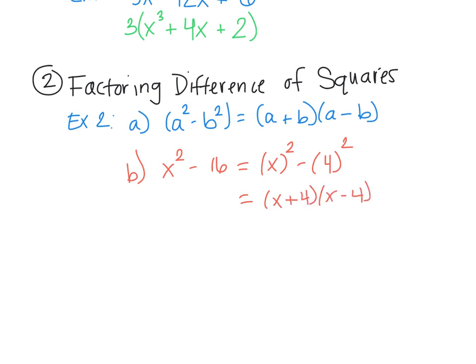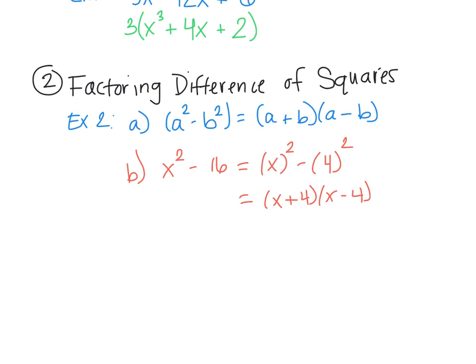And if you wrote that in as x minus 4 times x plus 4, that's fine. You can switch around the order here because multiplication is commutative. That means you can reverse the order. Okay, so that's difference of squares. Again, it should feel comfortable. It should feel like a review.